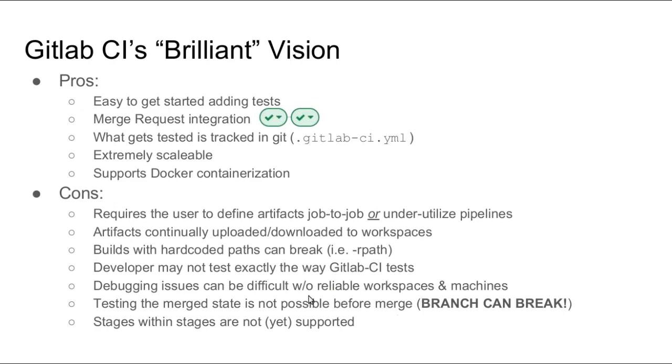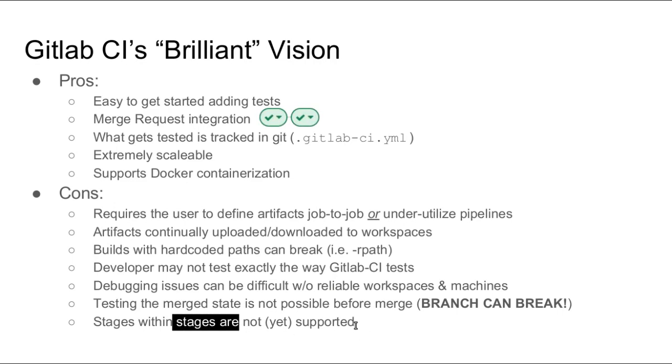I may make a whole separate video on showing how that could happen, because in words it's a little difficult to describe, but I think it's a major downside that they really need to figure out with respect to GitLab CI's brilliant vision. One last major downside in their design is that stages within stages are not yet supported.